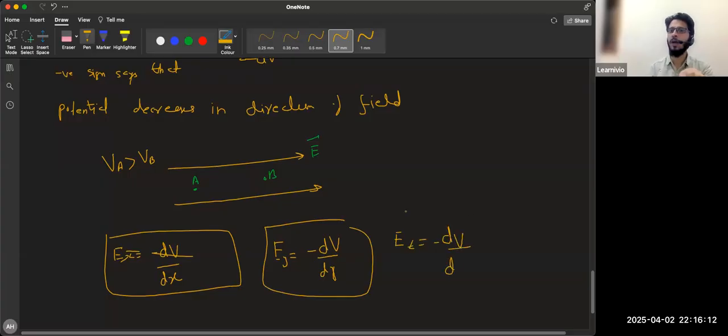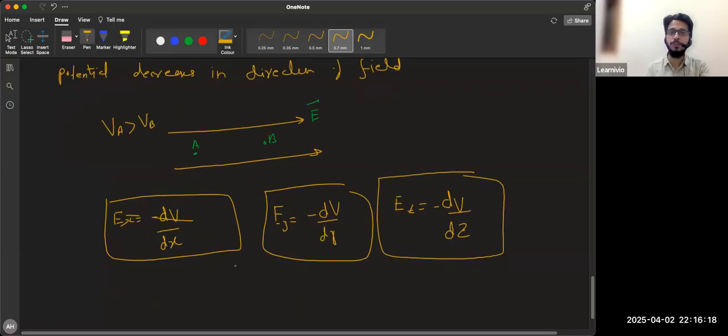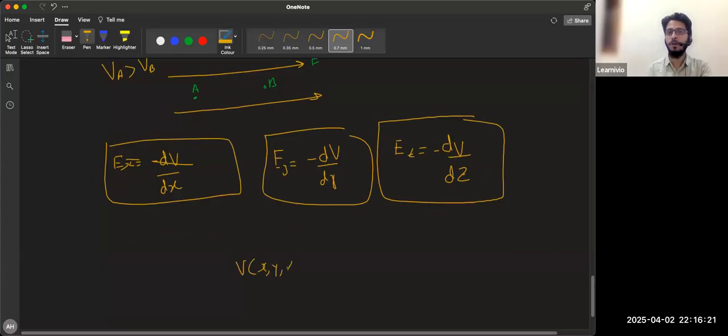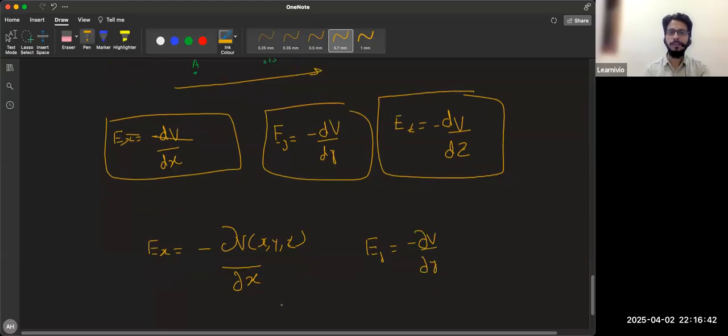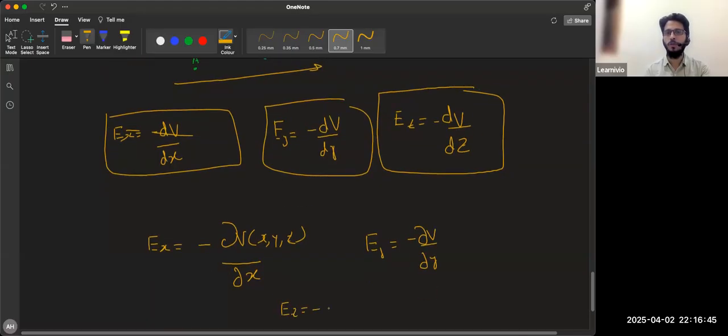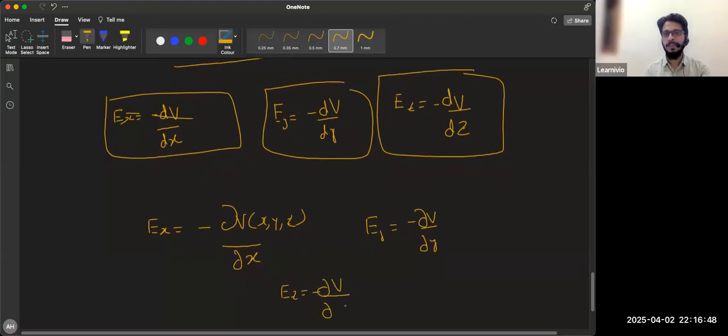Whenever potential changes, you have field. But what if your potential changes in all directions? Like you have a potential which is a function of x, y, and z all. Then you will have x component of field, y component of field, and z component of field. So the x component of field is minus of del V over del x. Similarly, y component of field is minus of del V over del y. Similarly, z component of field is minus of del V over del z. This del V means it's a partial derivative. It's not a total derivative, this is a partial derivative.